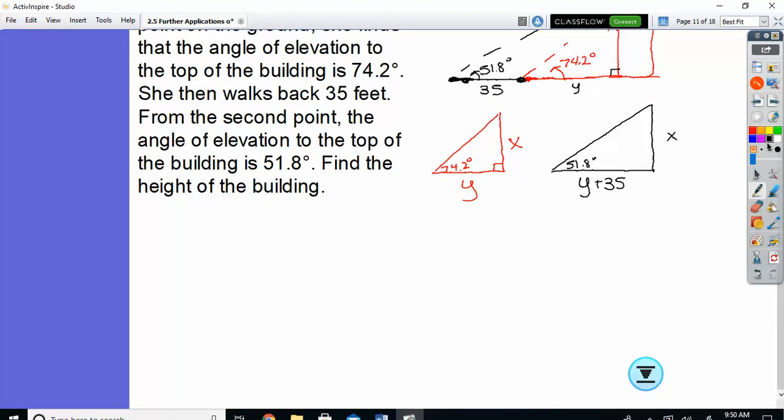In that red triangle, x is opposite, y is adjacent, so I could say tangent of 74.2 degrees equals the opposite side x over the adjacent y. If I want to solve for x, I could multiply my y over. Let me get this.